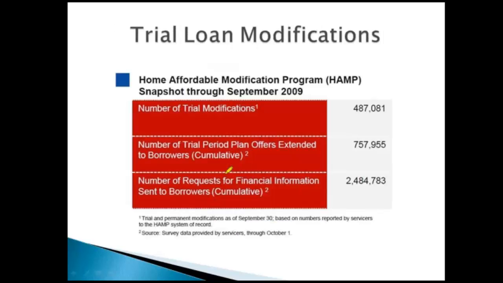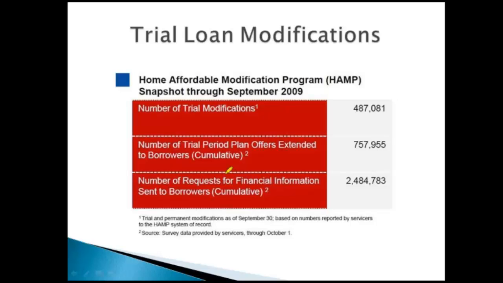Yeah, so what are your real chances? Here's an example of how many modification requests went through. I mean, not only modification requests, but just requests for financial information, saying the borrower contacted the bank, and the bank responded to them saying, we want to see your financial information. Dennis, do you want to? Yeah, well, if you look at this, the number of trial period plan offers extended to borrowers, they're showing 757,000, which is 31%. But that's the number of requests.